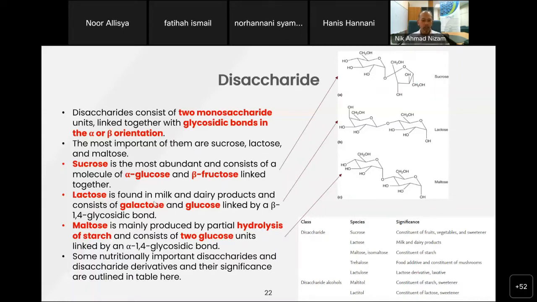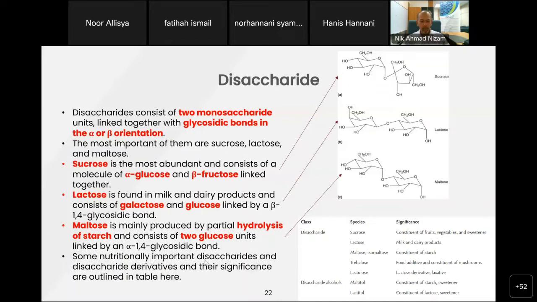Lactose is found in milk and dairy products and consists of galactose and also glucose. Here is the galactose, here is the glucose. Maltose is mainly produced by partial hydrolysis of starch. Starch is a polysaccharide, so it will be hydrolyzed into disaccharides, and one of them is maltose, which consists of two glucose units linked by an alpha 1,4 glycosidic bond. I will show you what alpha 1,4, beta, and so on mean.